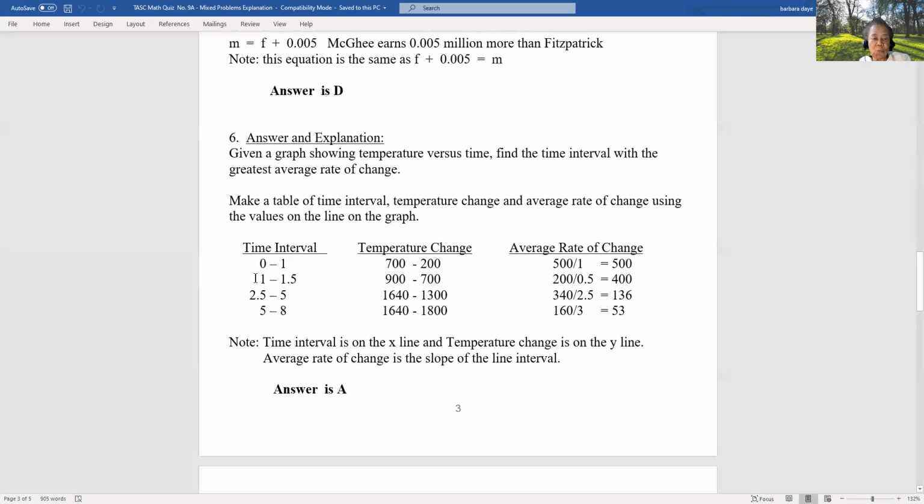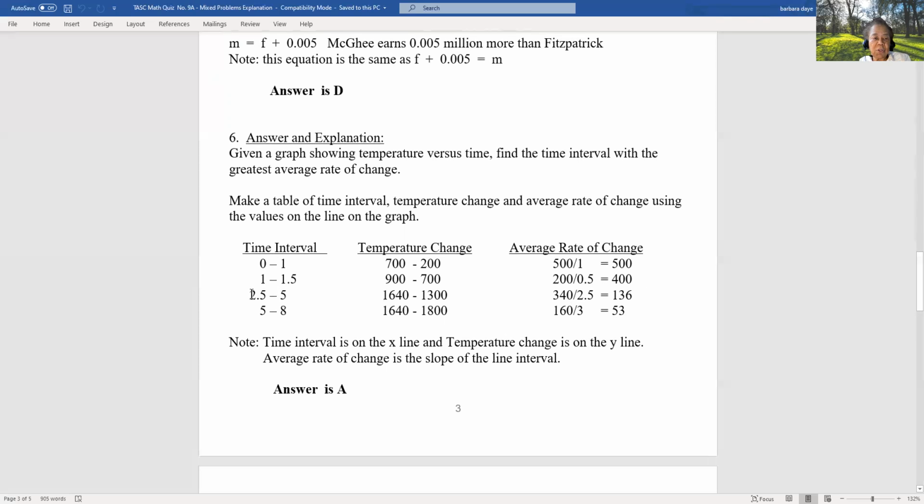Next interval from 1 to 1.5, and the temperature change from 900 to 700. 900 minus 700 is 200. 1.5 minus 1 is 0.5. 200 divided by 0.5 is 400. That's the same as 200 divided by 1/2. You invert the 1/2, and it's 2 over 1, and 2 times 200 is 400.